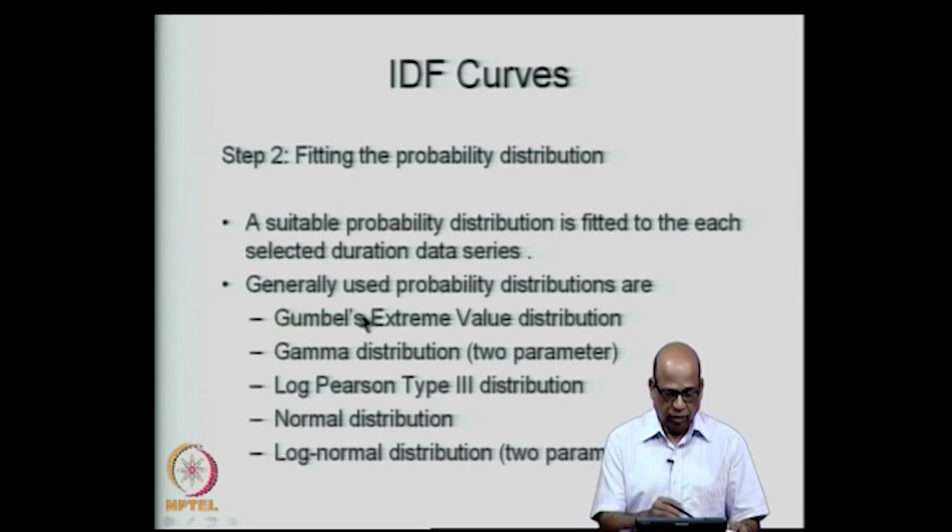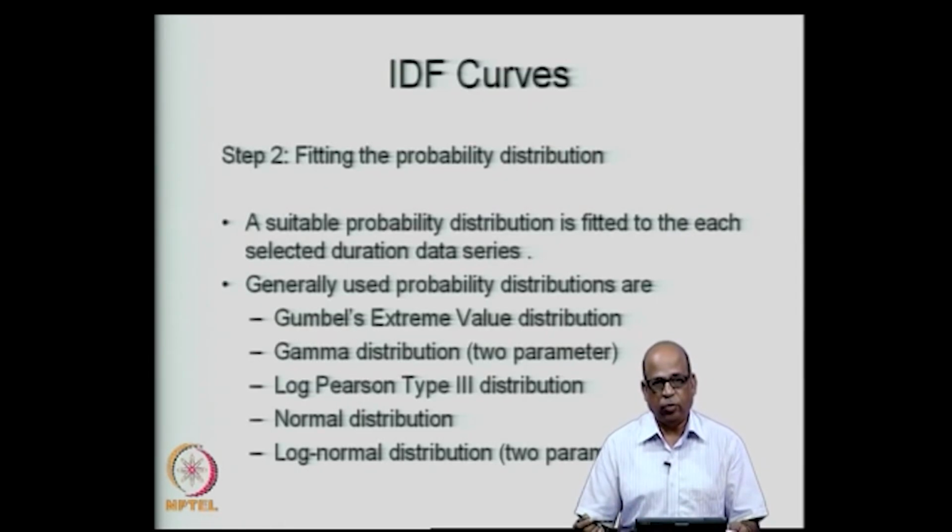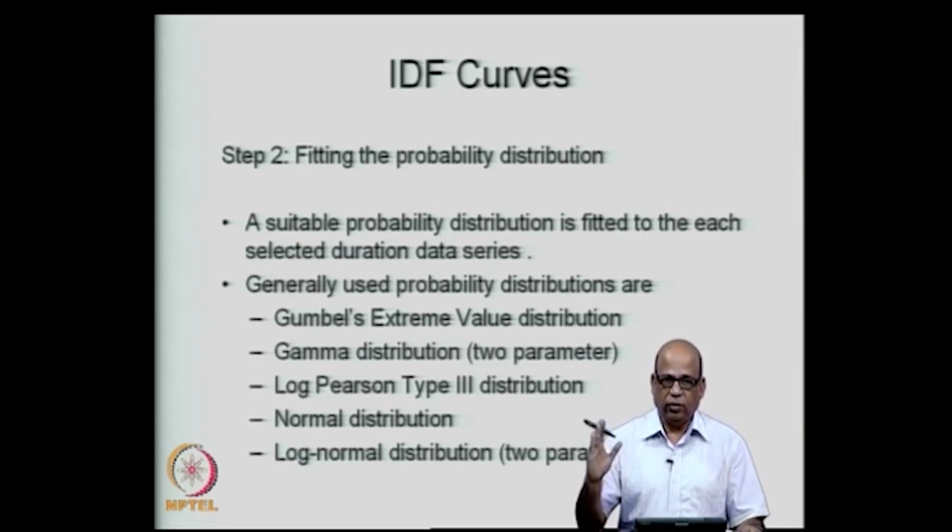But specifically we deal with Gumbel's extreme value type 1 distribution, or the 2 parameter gamma distribution, or the log Pearson type 3 distribution, and so on. The most commonly used distribution is the extreme value type 1 distribution for constructing the IDF relationships. So, you have constructed 1 hour data series, 2 hours data series, 6 hour data series and so on. Corresponding to each of these series, we fit a distribution. What do we mean by fitting a distribution? We calculate the parameters of that particular distribution.